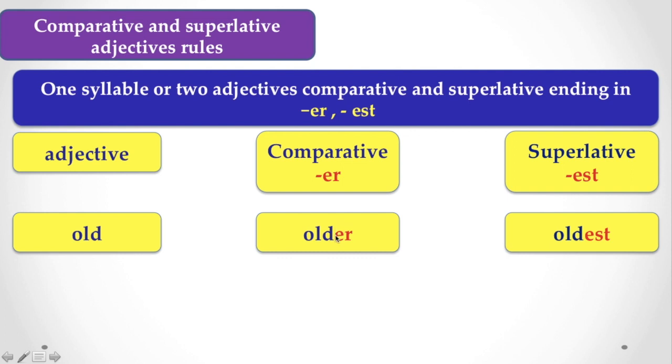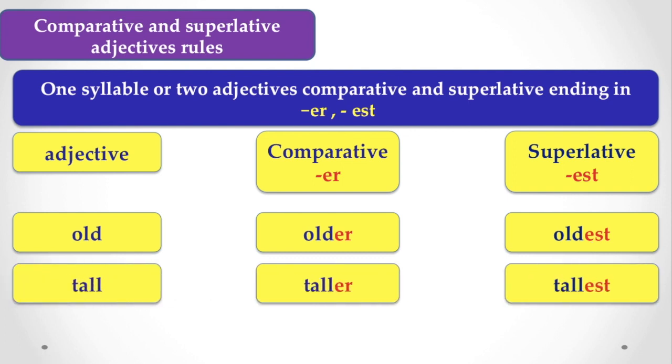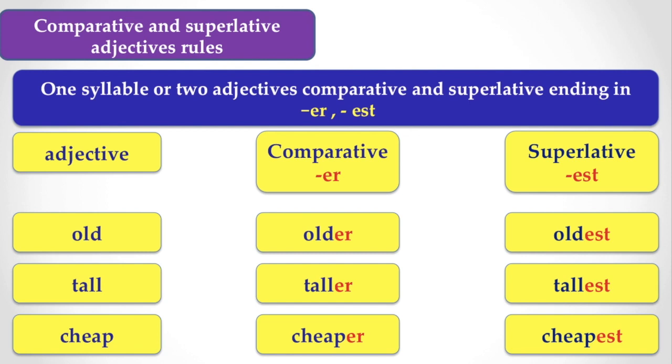Look at the change in the word. Here it is the base word "old", that is an adjective. When it is comparative, you have to use "er", and in case of superlative, you have to use "est". Similarly, tall, taller, tallest, or cheap, cheaper, cheapest.